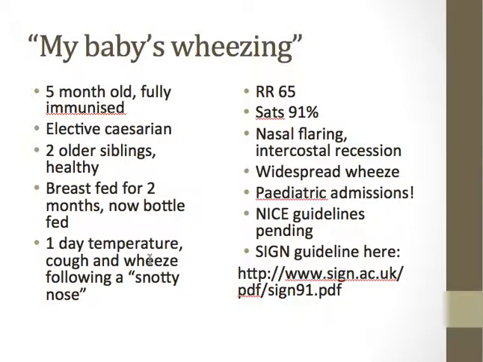So our first syndrome, very common if you're in general practice this winter or in paediatric admissions, my baby's wheezing. Our case is of a 5-month-old fully immunised child born by elective caesarean with 2 older siblings who were both healthy. The baby was breastfed for 2 months and is now bottle fed. Mum brings him to the GP complaining of a day of temperature, cough and a wheeze following a really snotty nose. GP takes a look at the baby, sees respiratory rate is 65, which is high for a 5-month-old.